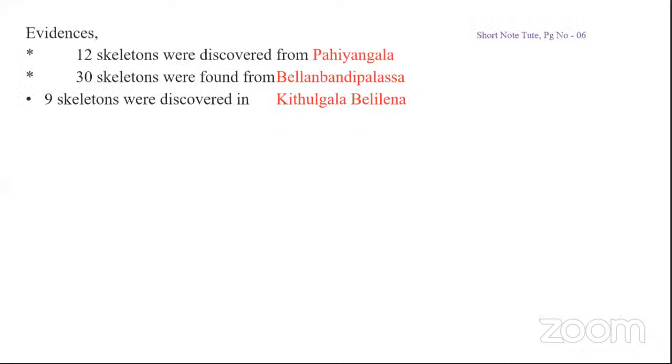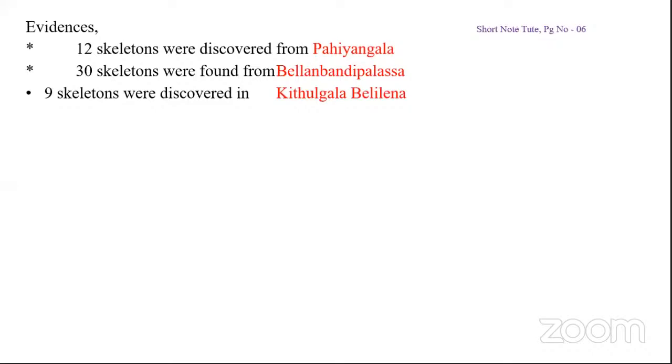Okay. Now evidences. Where can we get evidences about this first method of removing dead bodies? From Pahiyankala, 12 skeletons had been discovered. Bellanpally Palace is another place, and from there we have found 30 skeletons. Kitulgala Belilena is another place, and from there we have found 9 skeletons. So the initial method of removing dead bodies had been discovered from these 3 places: Pahiyankala, Bellanpally Palace, and Kitulgala Belilena.